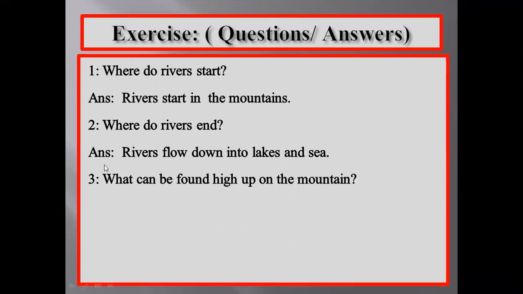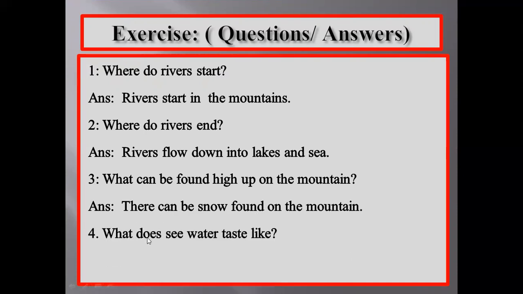Question number 3, what can be found high up on the mountains? Answer: there can be snow found on the mountains. Question number 4, what does sea water taste like? Answer: it is salty.